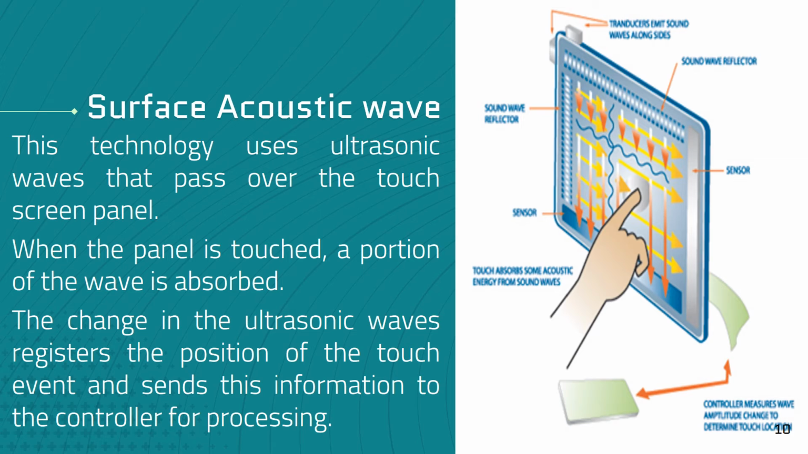Next is the surface acoustic wave. This technology uses ultrasonic waves that pass over the touchscreen panel. When the panel is touched, a portion of the wave is absorbed. The change in the ultrasonic waves registers the position of the touch event and sends this information to the controller for processing.